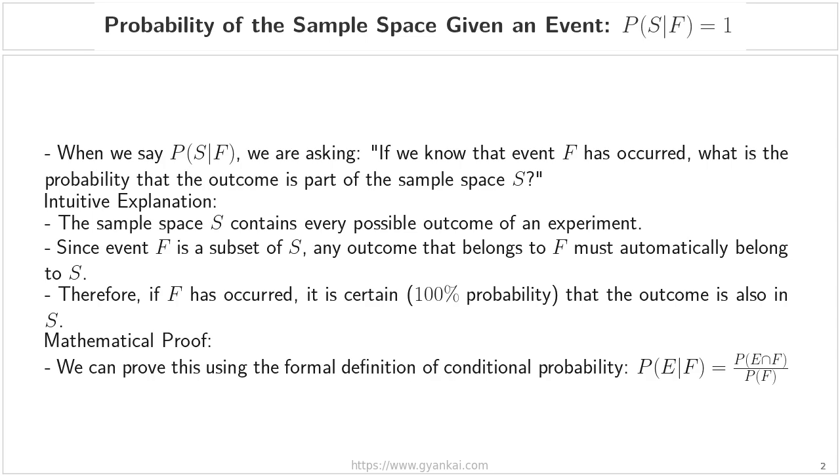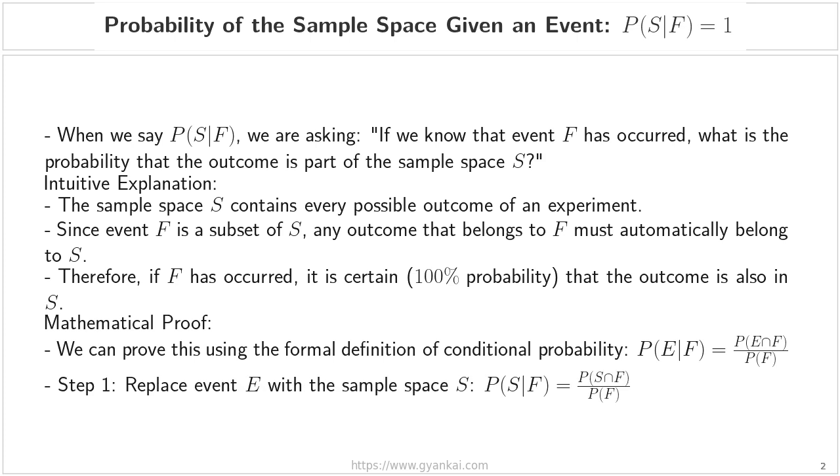Now, if you prefer a more rigorous approach, we can prove this using the formal definition of conditional probability. We know the formula for the probability of E given F is the probability of the intersection of E and F divided by the probability of F. Let's apply this to our specific case. In step 1, we replace the event E with our sample space S. This gives us the probability of the intersection of S and F, all divided by the probability of F.